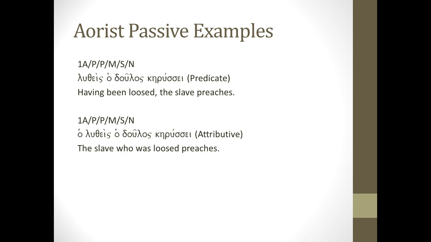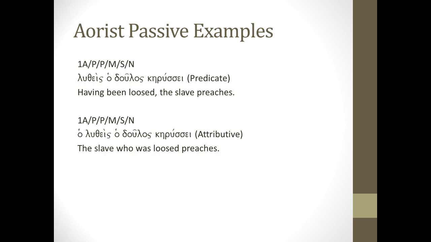Here are a couple of examples for you to be aware of or to look at. In this case, we have lutheis, ho doulos, kērusei. In this case, our participle is in the predicate position because it does not have a definite article. So our lutheis participle is a first aorist passive participle, masculine singular nominative.